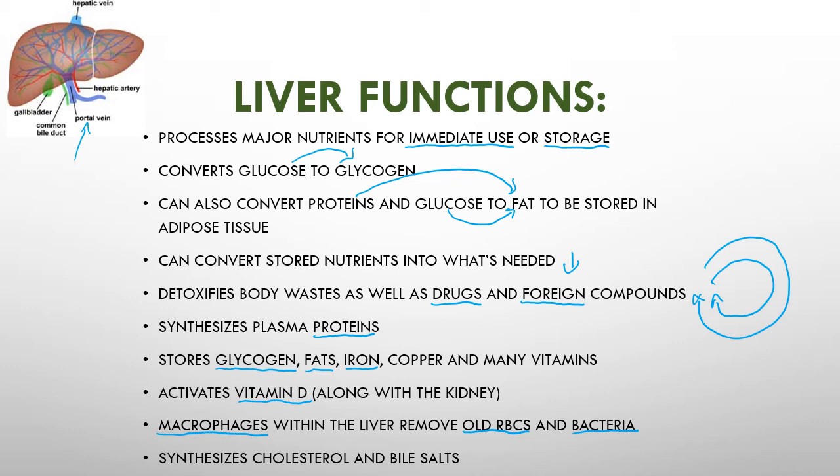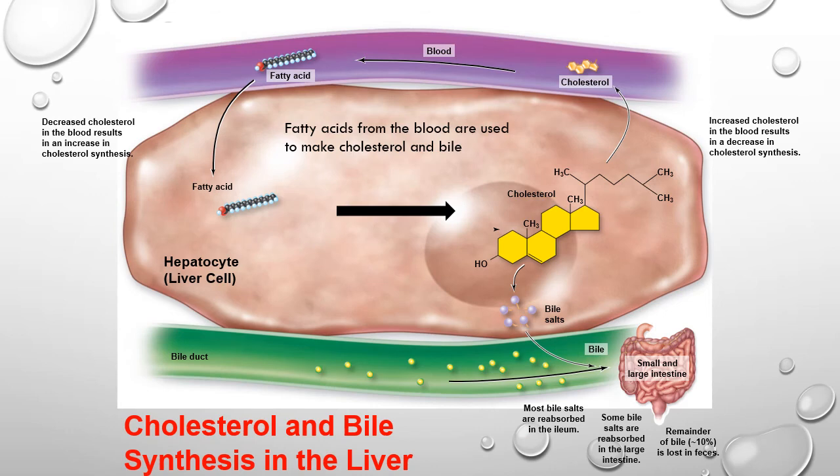One of the more important aspects of what the liver does is the production, or synthesis, of cholesterol and bile salts. That cholesterol is going to be synthesized and go out into the bloodstream. Bile salts are going to end up going to the gallbladder and released into the digestive tract as needed. That production of cholesterol and bile salts comes from the use of fatty acids that came from the diet.